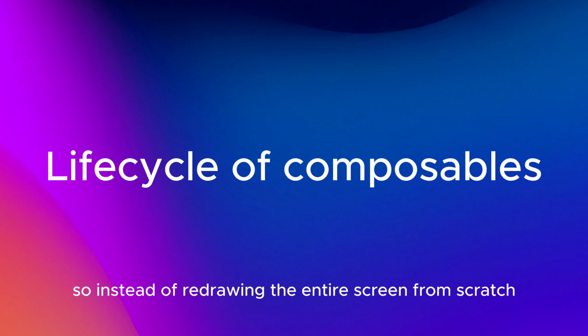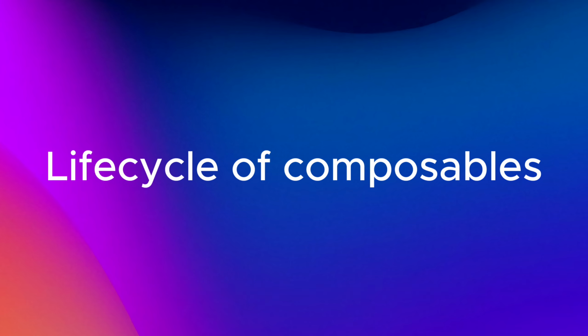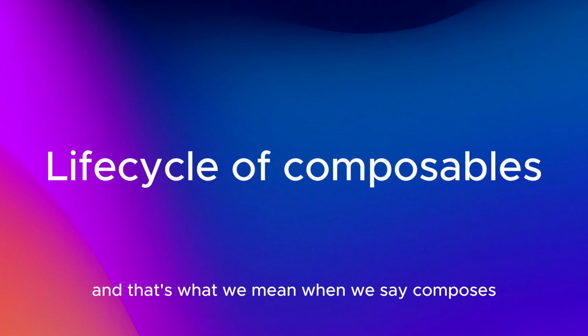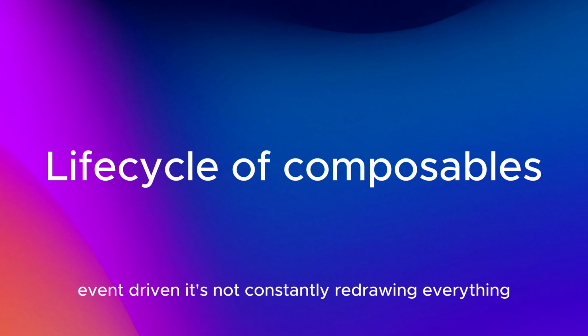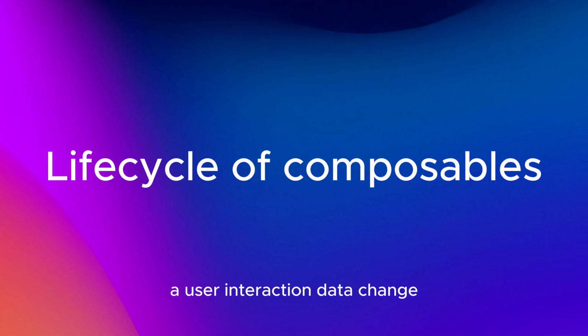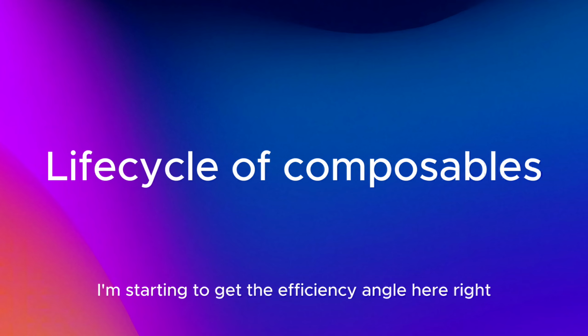So instead of redrawing the entire screen from scratch every single time something changes, Compose is smart enough to figure out exactly what needs to be updated and just updates those parts. Exactly. That's the key to keeping things fast and fluid. And that's what we mean when we say Compose is event-driven. It's not constantly redrawing everything. It sits there patiently, waits for a specific event, a user interaction, data change, whatever, and then it's like, okay, something changed, time for a recomposition. Okay, so it's event-driven, updates only when it needs to. I'm starting to get the efficiency angle here.